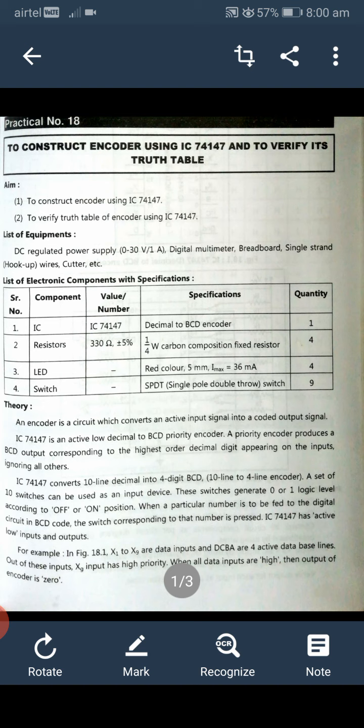The list of equipment required for this experiment is a DC regulated power supply 0 to 30 volt 1 ampere, digital multimeter, breadboard, single strand hookup wire, wire cutter and stripper, etc. The list of electronic components with specification required for this encoder circuit follows.